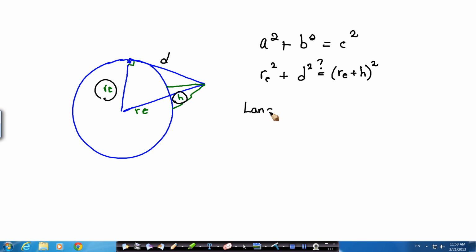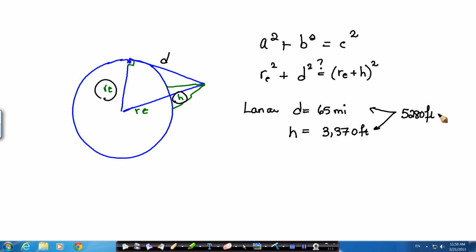So let's start out with Lanai. On the worksheet it says that the distance to Lanai is 65 miles, right? It says that the height of Lanai Hale is 3,370 feet. Now we have to resolve the fact that we have feet and miles here. So I know that 5,280 feet is equal to 1 mile. So I can rewrite height as 3,370 divided by 5,280 and put that in miles. That gives me about 0.638 miles.